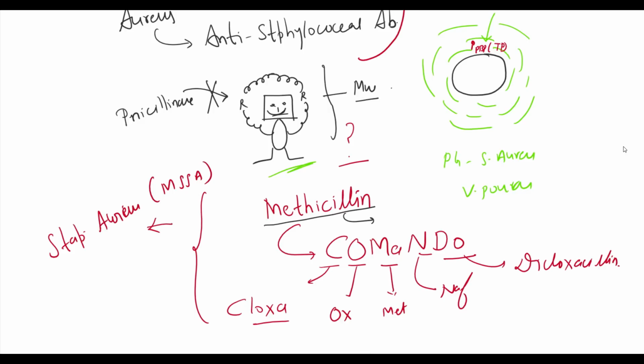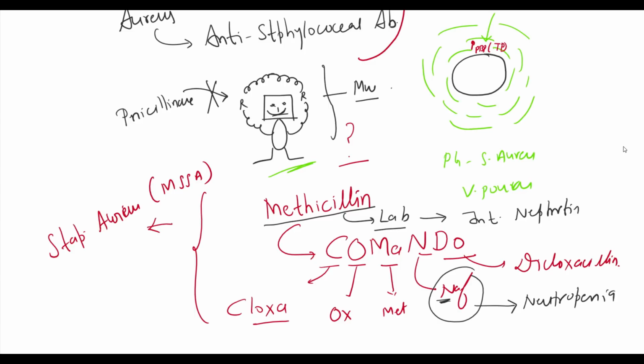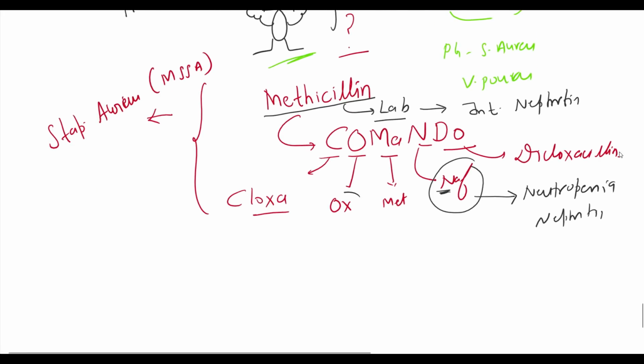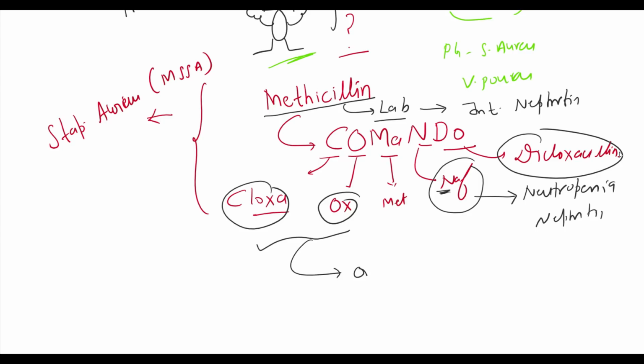Methicillin is a lab antibiotic which is used to check sensitivity patterns. It is withdrawn from the market due to increased incidence of interstitial nephritis. Nafcillin is used clinically and its side effects are neutropenia and nephritis. Oxa, cloxa and dicloxa are oral anti-staphylococcal antibiotics.